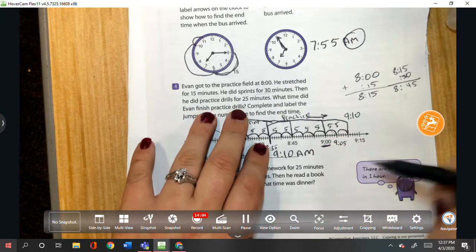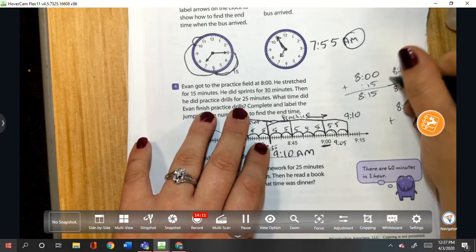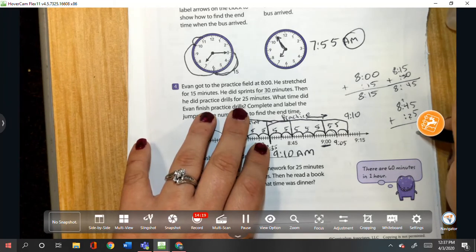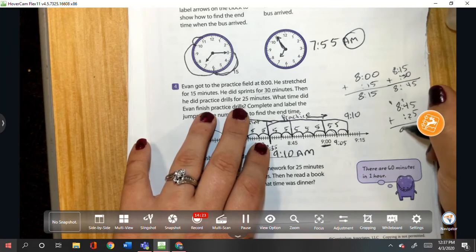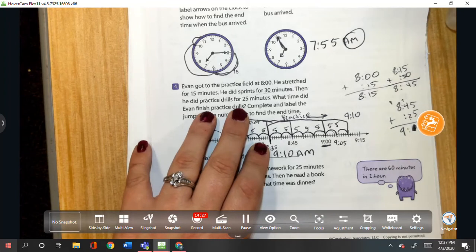And then the practice drills took us 25 minutes. So 8:45 plus 25 minutes would be 10, 4, 5, 6, 7. Oh, we went over our 60 minutes. And so we're going to bring it over here. And that leaves us with 10 minutes. Whoops, 10 minutes over here.